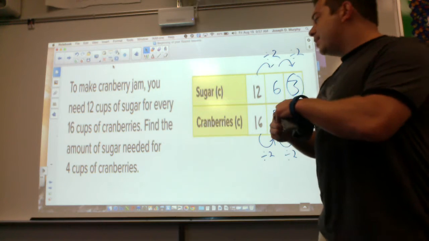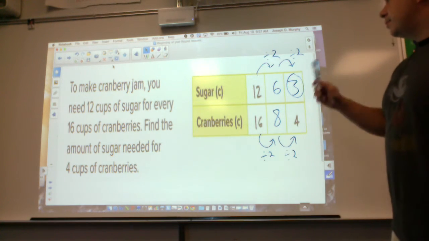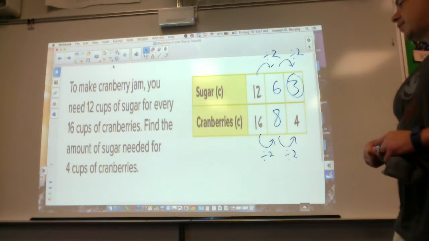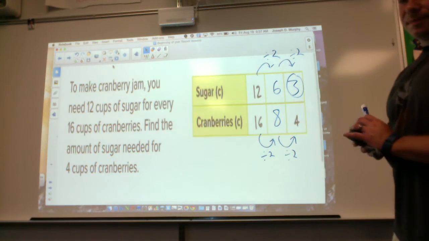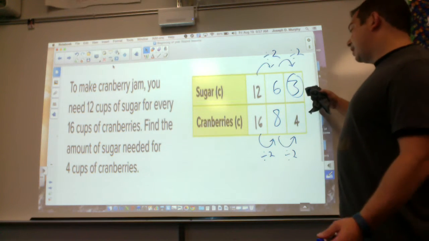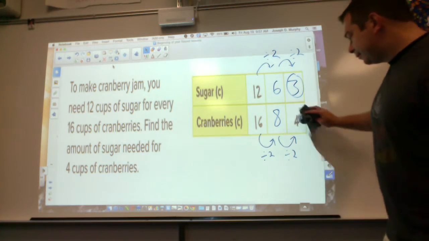So I would need 3 cups of sugar to go with 4 cups of cranberries. Or I would need 3 cups of sugar and 4 cups of cranberries to make the jam. So it's a 3 to 4 ratio, really. That would be the simplest form.